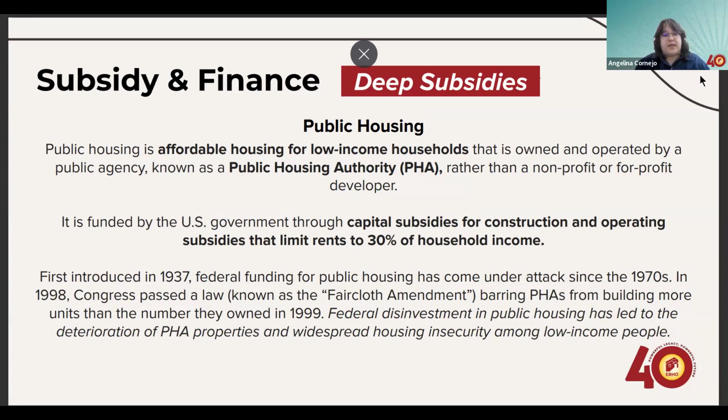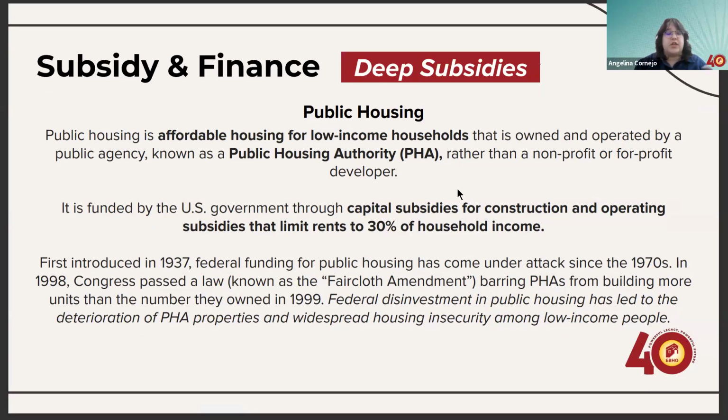However, since then, it has been divested from the federal government. It's all dependent on whatever the federal government determines, like the budget and the laws around this. Specifically, Congress passed a law that barred public housing authorities from building more units or maintaining the units they had already established. So we don't see public housing as robust as it used to be, because this federal divestment has led to deterioration, and few properties have been built since then.